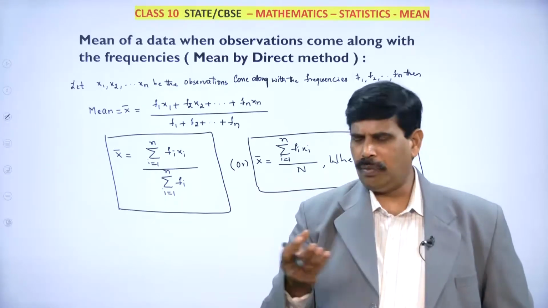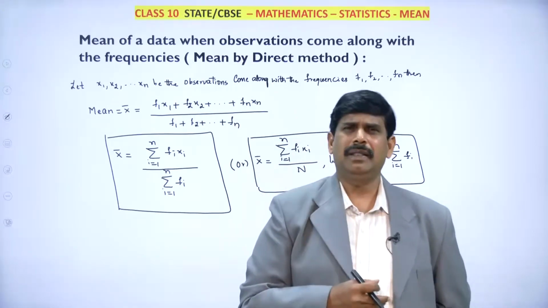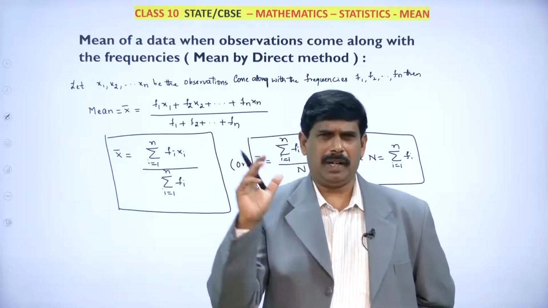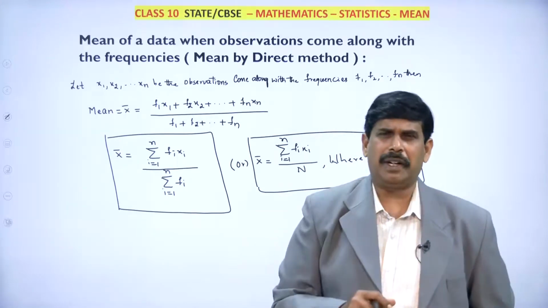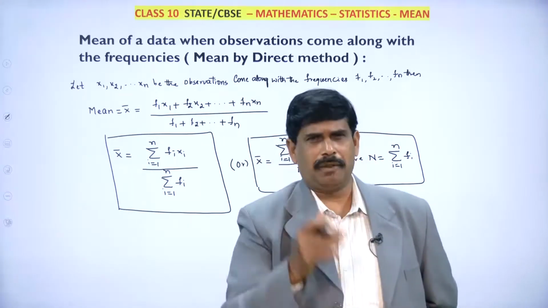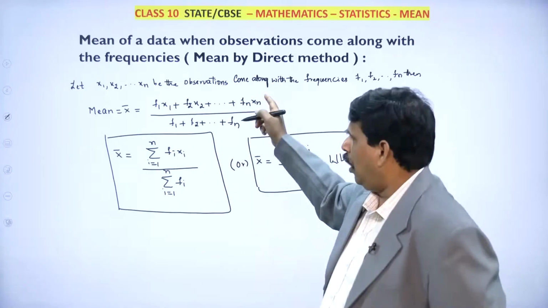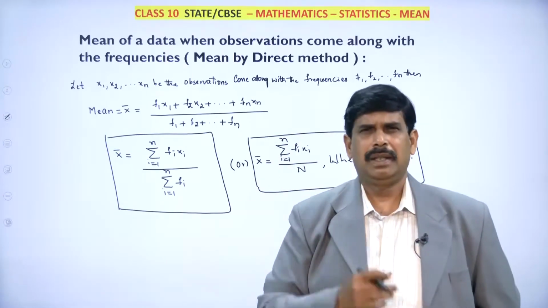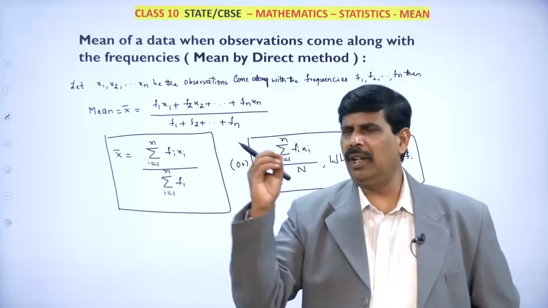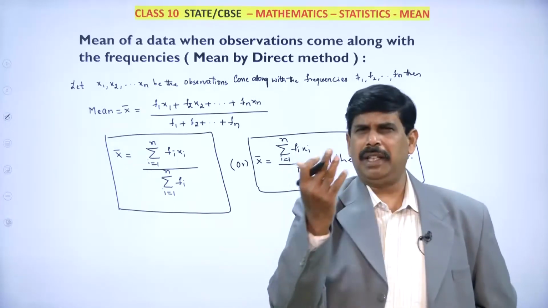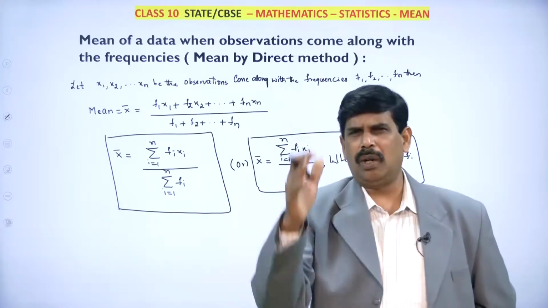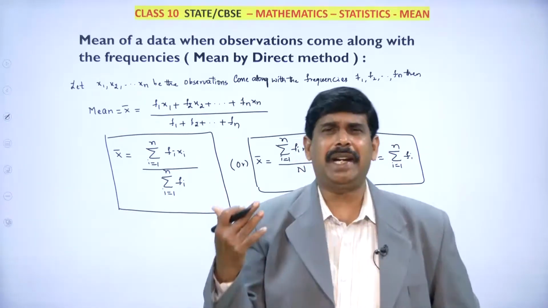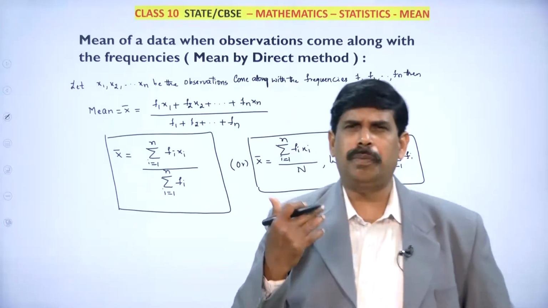Is it clear? So we learned when only values are given, you add all the values and divide by the number of values. That will give you the mean of the data when only values are given. Now here the values are coming along with the frequencies. You multiply the observation with frequency, you add all those values and divide by the total frequency. So this is what we call the mean by the direct method of ungrouped data.